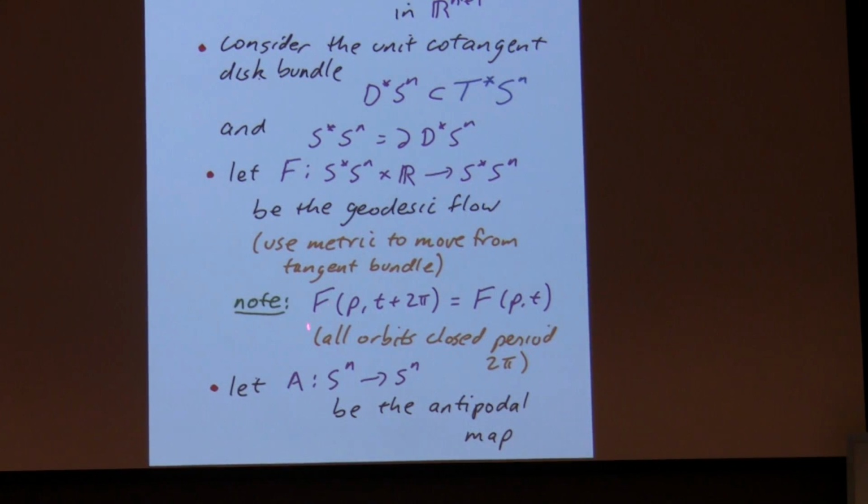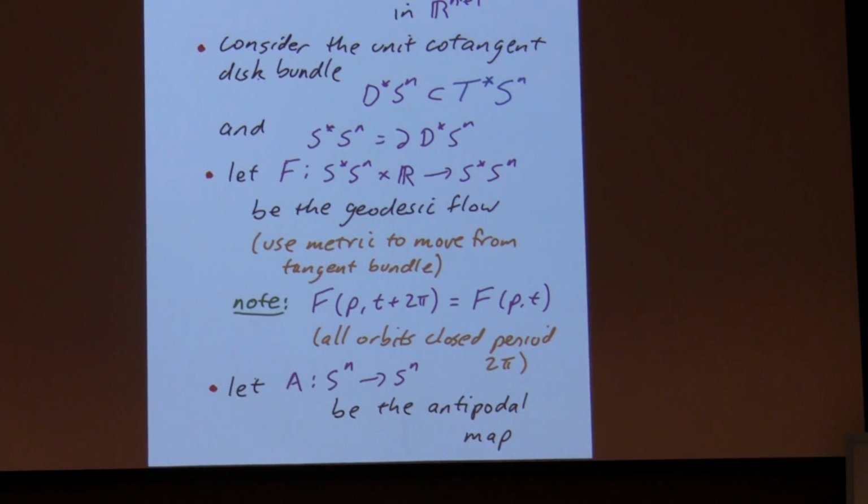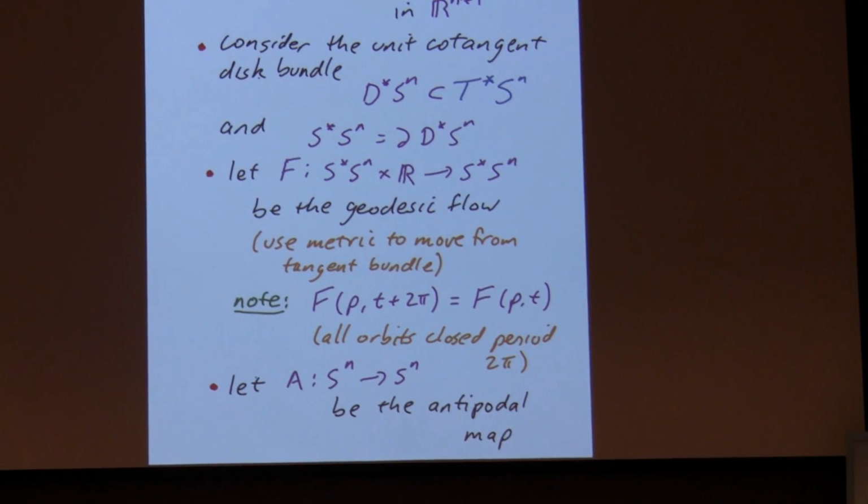And notice that basically all your geodesics have period 2π, right? They're all circles. They're all great circles. And so that's what I need. I need the geodesic flow, and then I need one other thing. I need basically the antipodal map on a sphere, right? Any sphere has an antipodal map. It sends any point to its antipode.